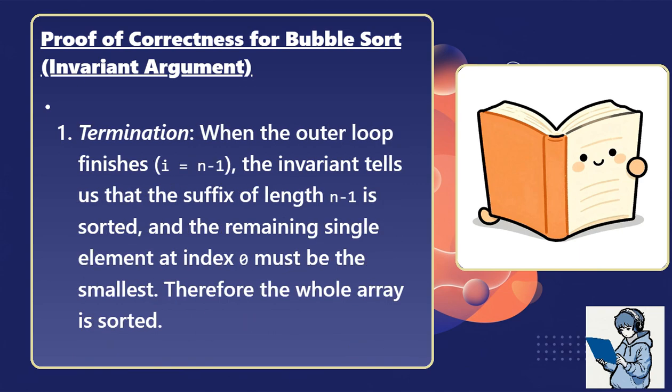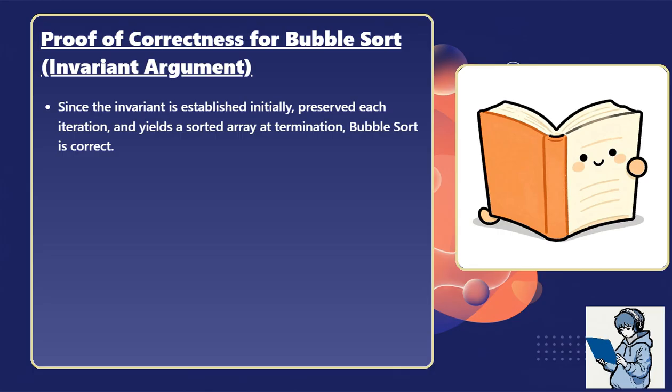Termination: when the outer loop finishes, i equals n-1, the invariant tells us that the suffix of length n-1 is sorted, and the remaining single element at index 0 must be the smallest. Therefore, the whole array is sorted. Since the invariant is established initially, preserved each iteration, and yields a sorted array at termination, bubble sort is correct.